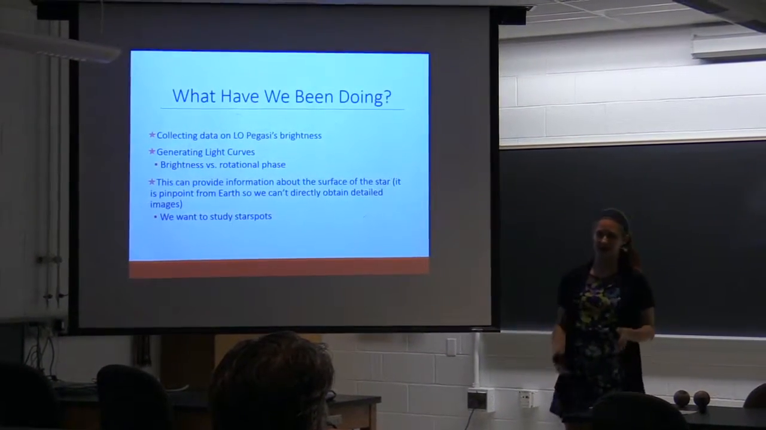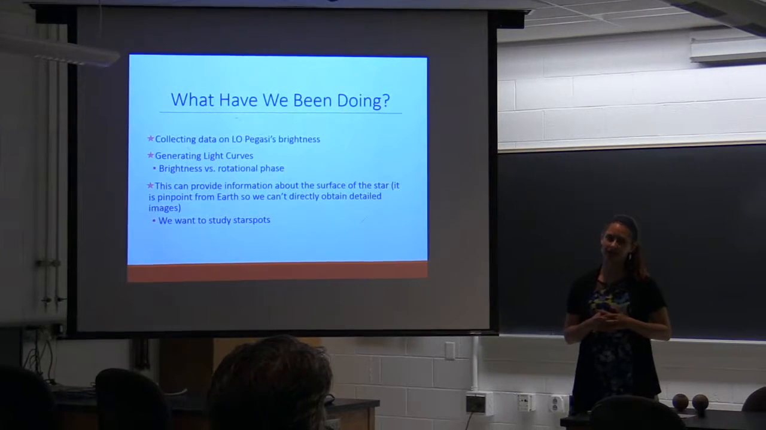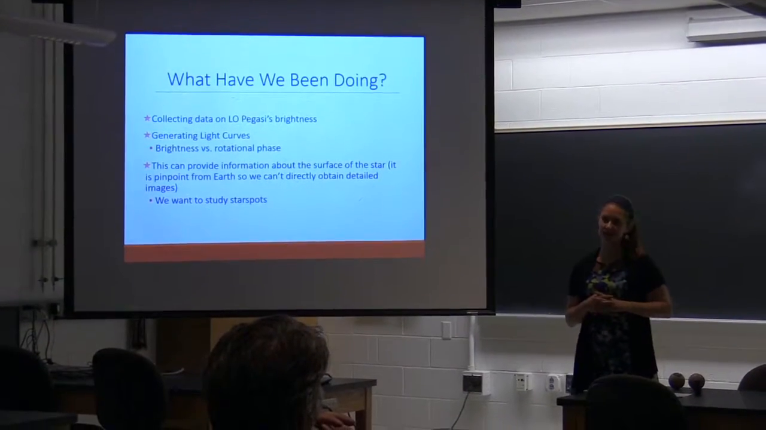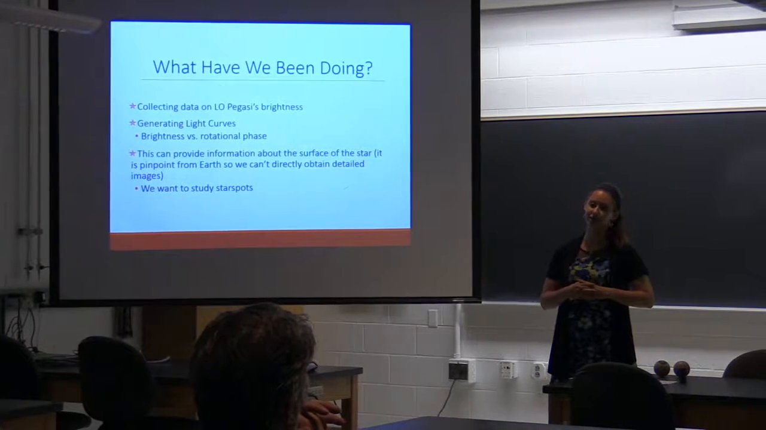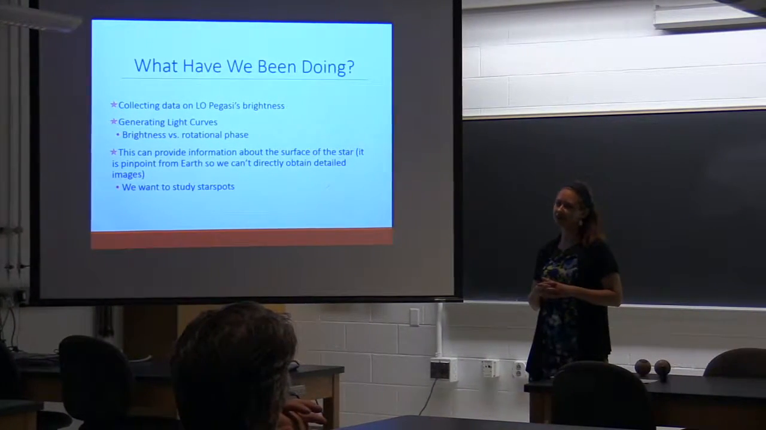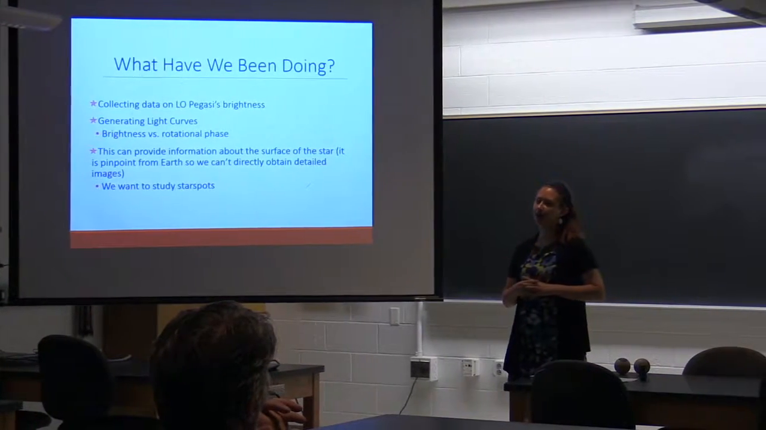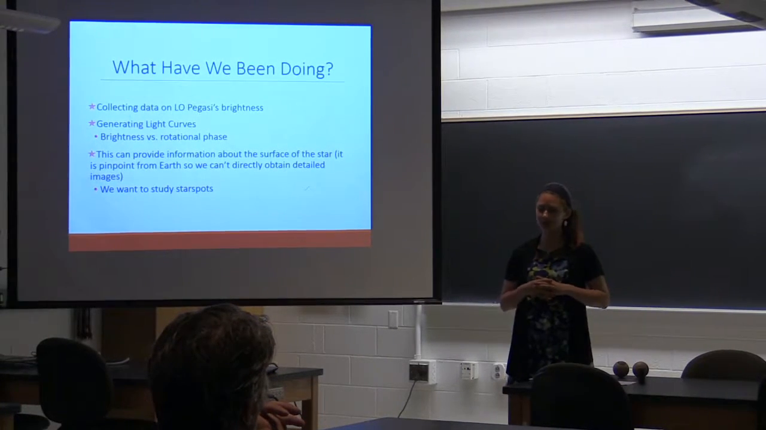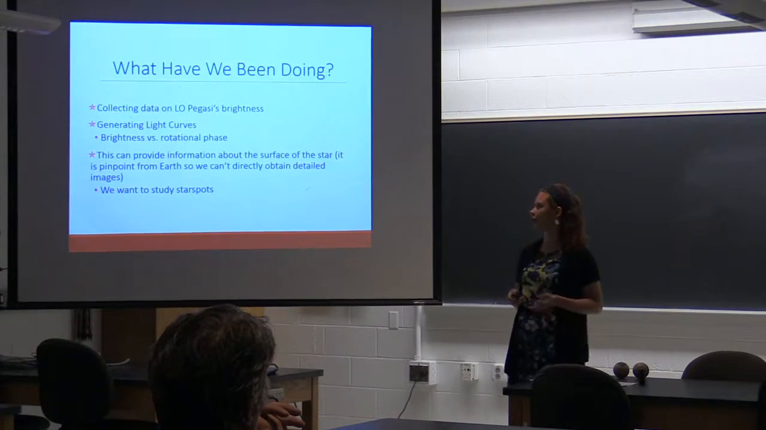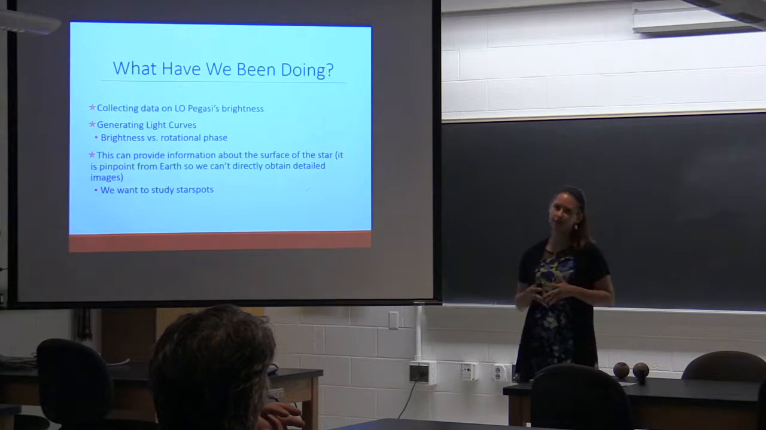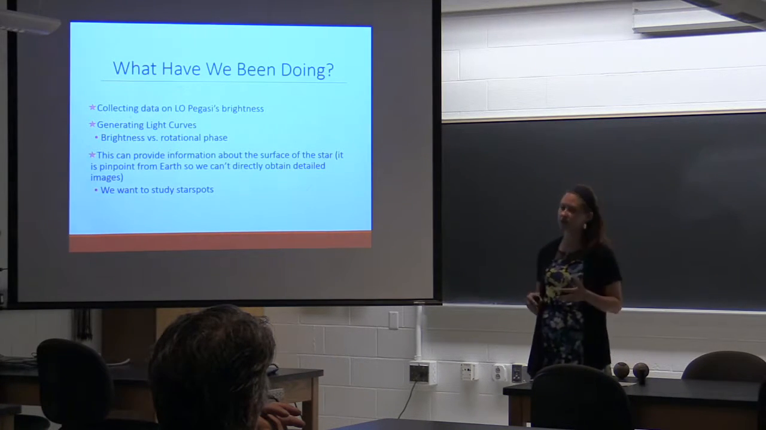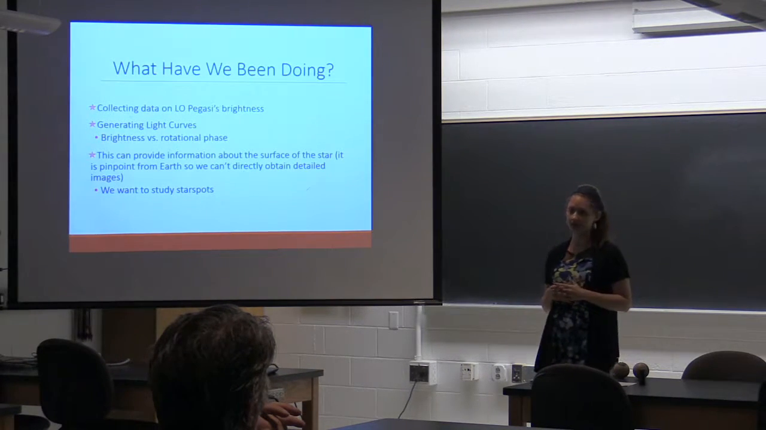Okay, so what have we been doing? So we've been collecting data on Pegasi's brightness in order to generate a light curve of brightness versus rotational phase, where rotational phase is a fractional amount that the star has rotated relative to some initial starting point. So these light curves can help provide information about the surface of the star since we can't directly image Pegasi.